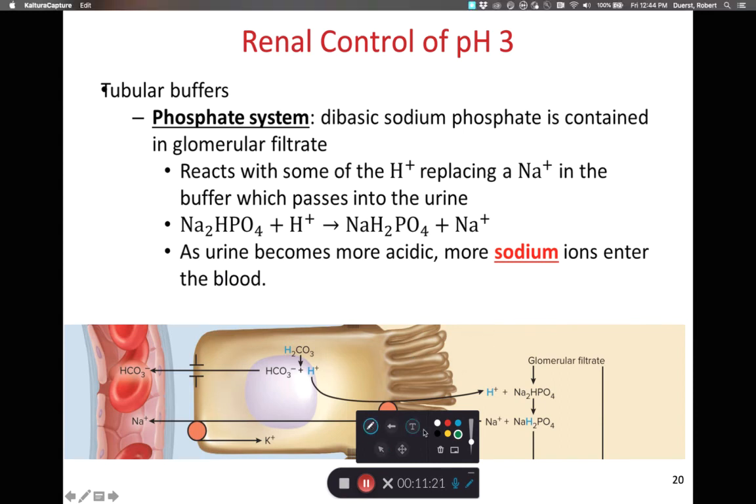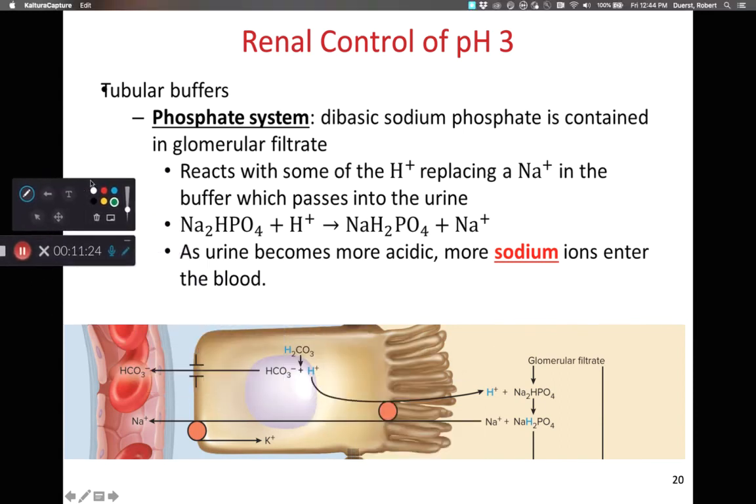So, we also have tubular buffers in our bodies. These tubular buffers are buffers within our renal filtrate, or the filtrate that's being turned into urine. And as we look at the phosphate buffering system, we take dibasic sodium phosphate, which is a nice way of saying that we have NaHPO4, this dibasic sodium phosphate that's already within the filtrate.